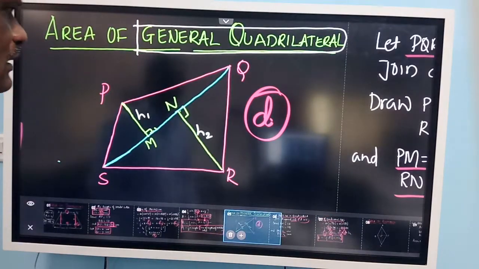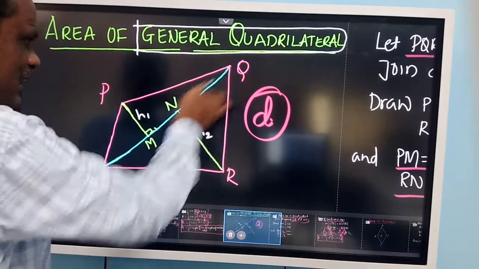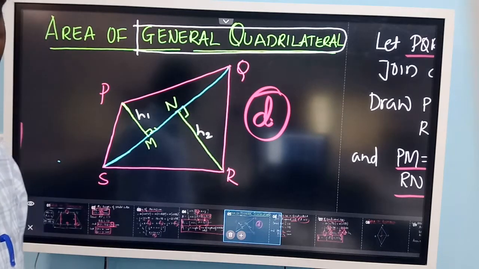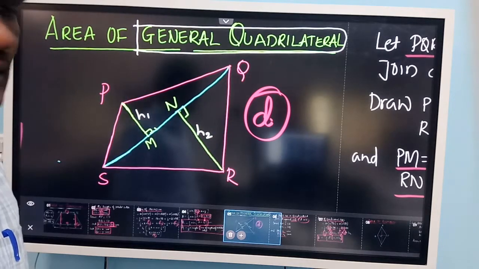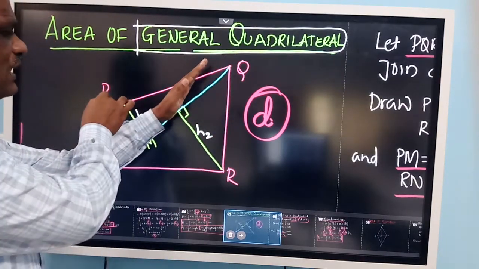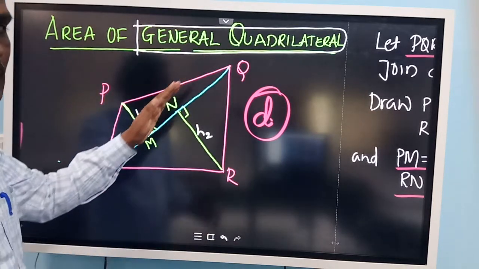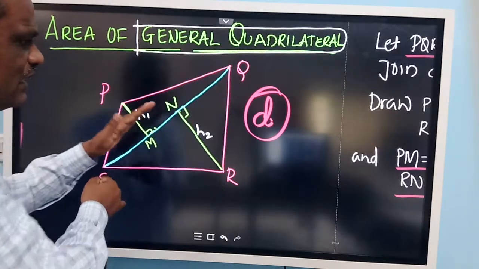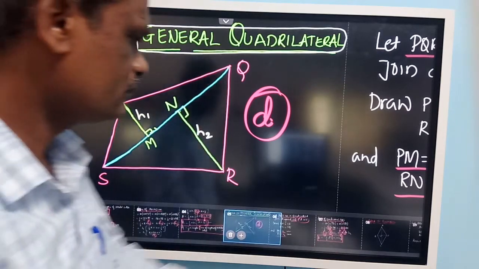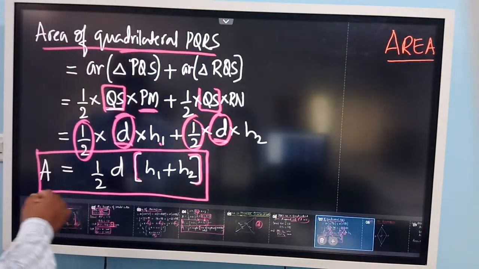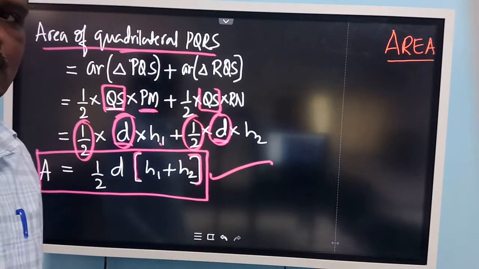Look at this diagram. To find out the area of this quadrilateral, half into this diagonal length into H1 plus H2, the sum of the lengths of the perpendiculars drawn from the opposite vertices. This is the diagonal, so the opposite vertices are P and R. From these opposite vertices we have drawn two perpendiculars H1 and H2. The formula is half into this diagonal into H1 plus H2. Is it clear to all of you? Yes, sir. So this is the formula, you remember this one. Important formula to find the area of a quadrilateral.